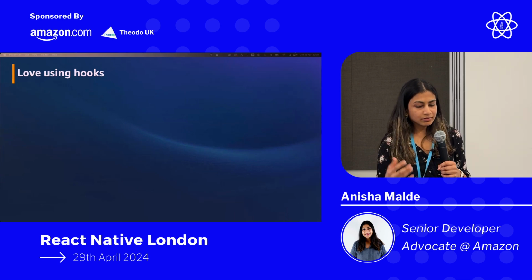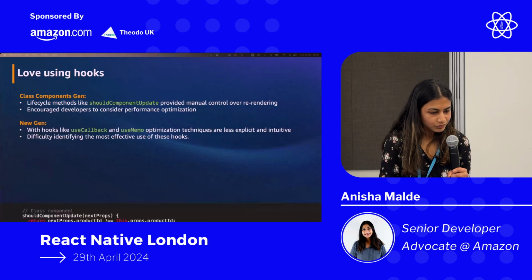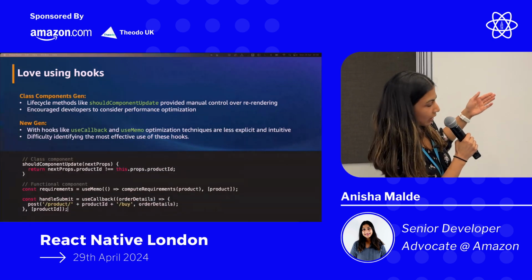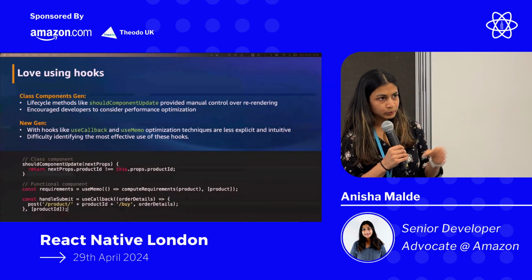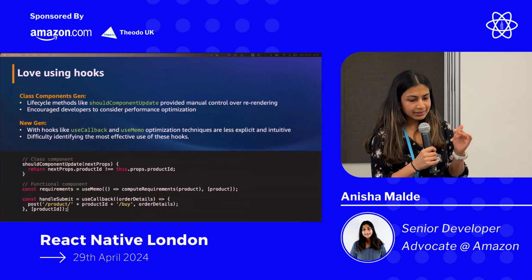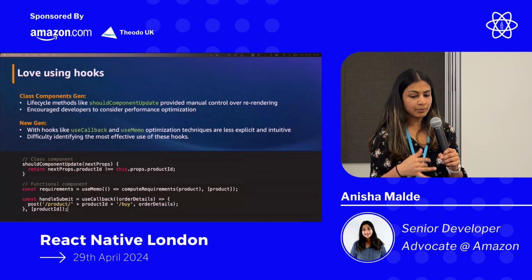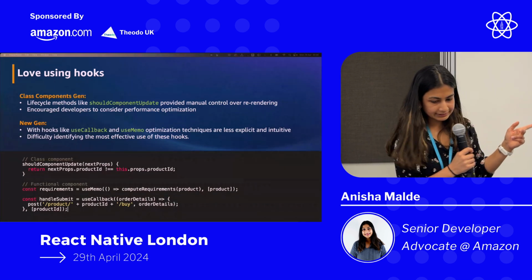Let's look at an example. This is, again, what a class component looked like. You had shouldComponentUpdate, which compared the nextProps.value and the nextState.count with the current props and state to determine if the re-render is necessary. So in this case, it's the product ID.